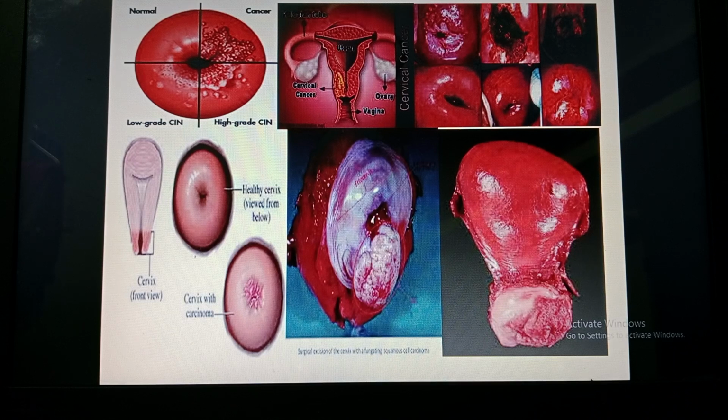See, you can see in the picture. This is a normal cervix. This is a carcinoma of the cervix, meaning cancer cells are found. See, the beginning stage, how it will be. So many cancer cells together form the tumor.